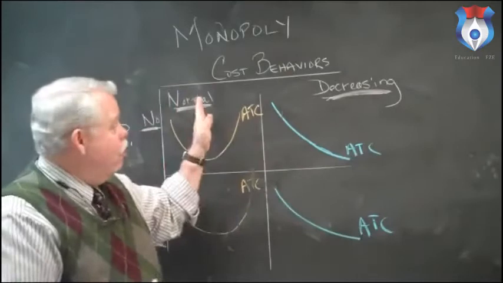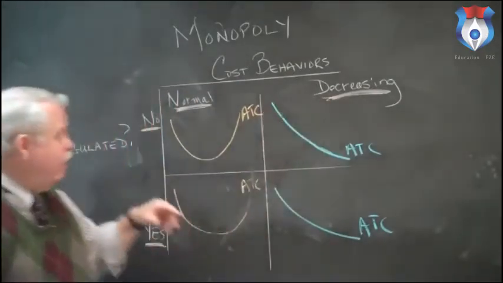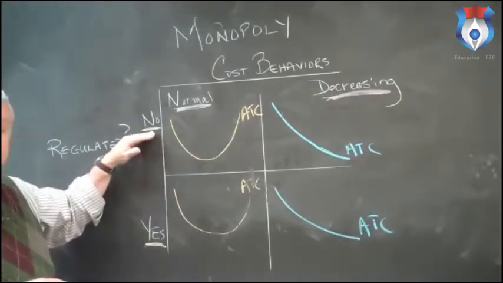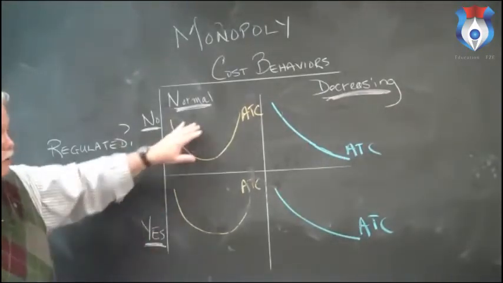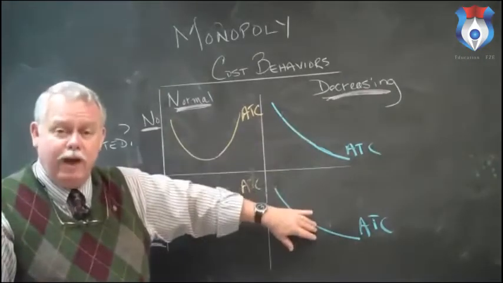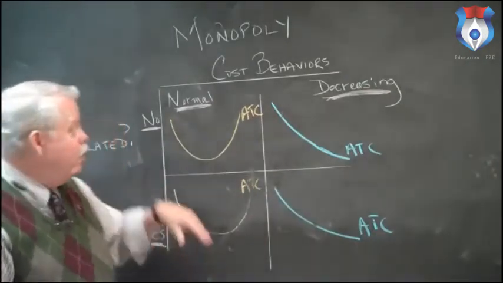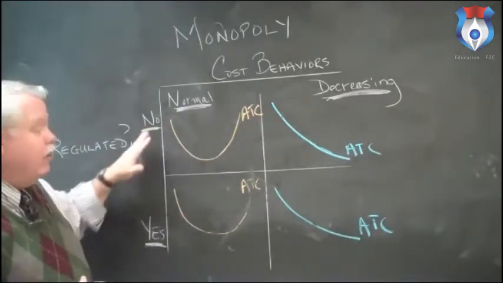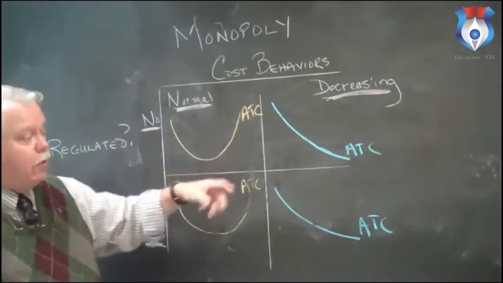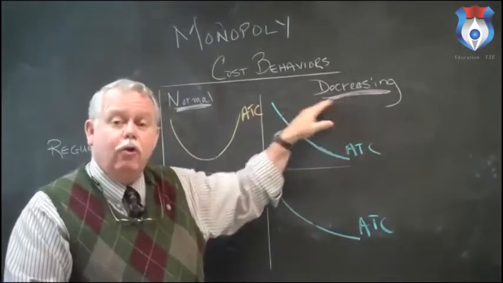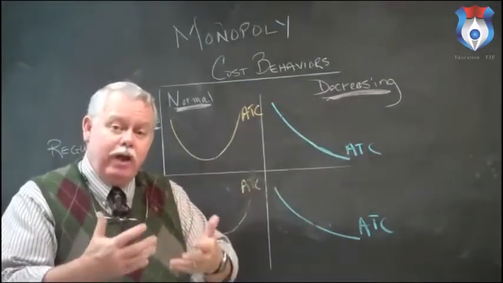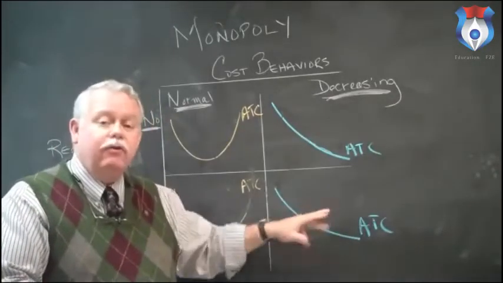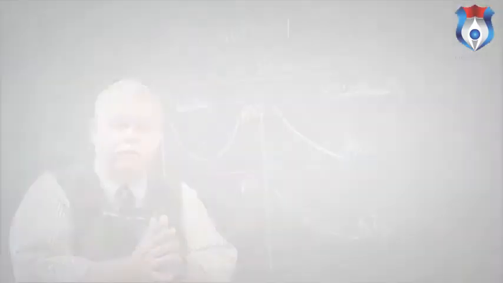So we have normal and decreasing cost monopolies, and we have regulated and unregulated monopolies. So we have 4 variations in here we're going to talk about. The first one we'll talk about will be the normal monopoly and how it operates when it is regulated or when it is not. When we finish that, we'll talk about the decreasing cost or natural monopoly and how it operates if it is not regulated or if it is regulated. It makes a difference in the pricing structure the firm uses.